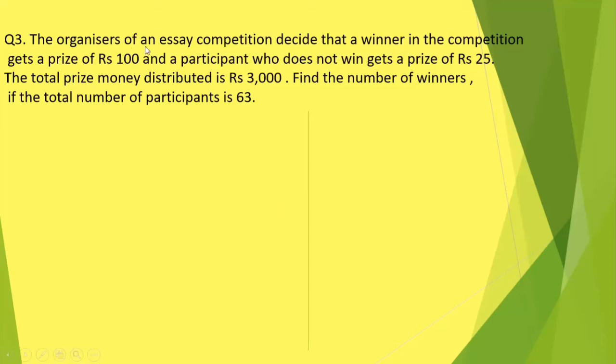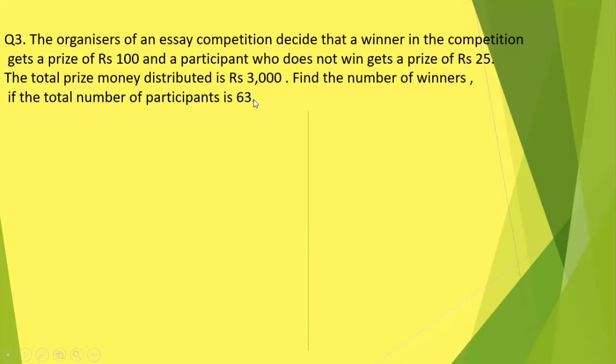The organizers of an essay competition decide that a winner in the competition gets a prize of rupees 100 and a participant who does not win gets a prize of rupees 25. The organizers have decided to give the prize to all the participants. The total prize money distributed is rupees 3000. Find the number of winners if the total number of participants is 63.